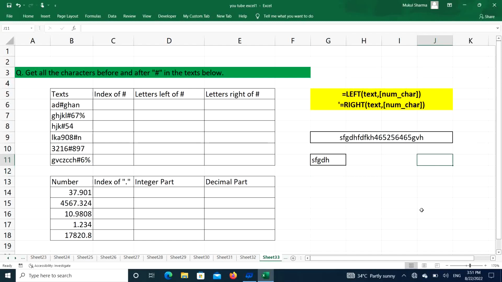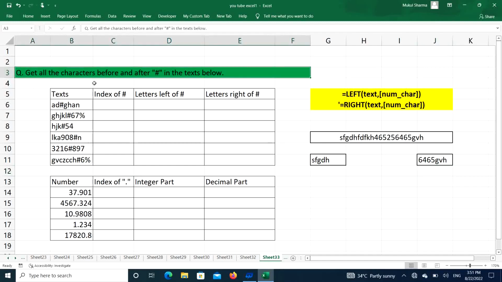Similarly, repeat it for the RIGHT formula. Now this one, and then let us say 7. So we will get 7 letters from here. Now I hope the formula is very clear to you guys. Let us solve a simple problem.